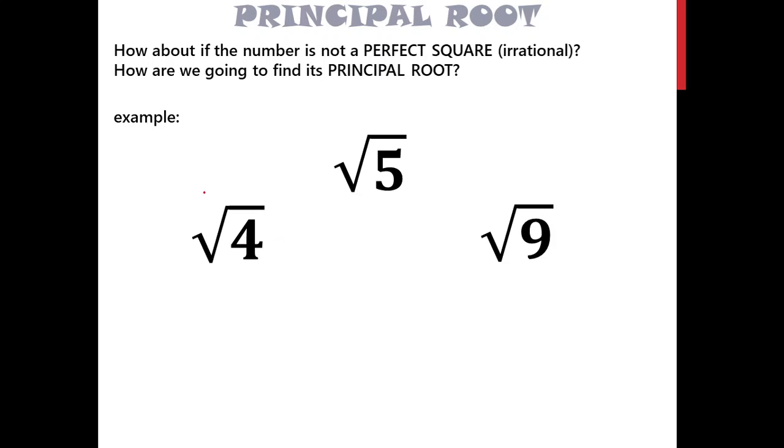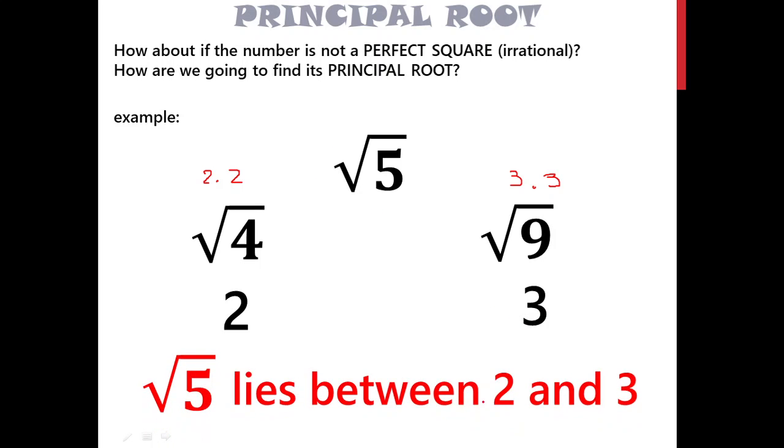9 because 4 is 2 times 2, and after 2 times 2, we have 3 times 3, right? Which is the square root of 9. So therefore, 5 here lies in between these two perfect square numbers. Now, how are we going to get the principal root? So from here, we can say that square root of 4 is 2, and the square root of 9 is 3. The square root of 5 then lies between 2 and 3.